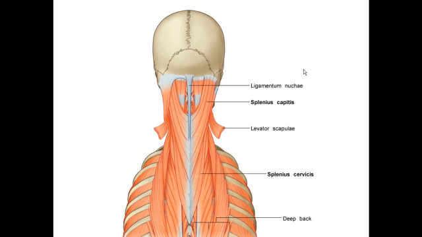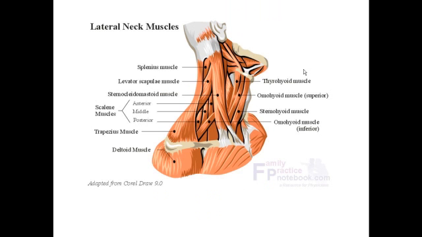Scalenes, I didn't mention those. Let's go back here. Scalenes, of course, on the anterolateral side, anterior and middle and posterior scalenes, and the sternocleidomastoid muscle. So all these muscles, again, some of them you're more familiar with, others are the deeper muscles. They all can be involved with muscle strains and sprains to the cervical spine.